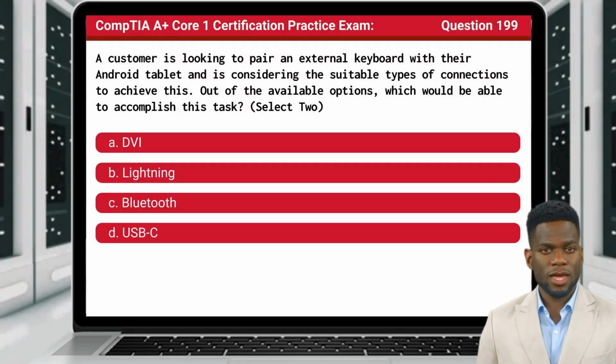Question 199. A customer is looking to pair an external keyboard with their Android tablet and is considering the suitable types of connections to achieve this. Out of the available options, which would be able to accomplish this task? Select 2.